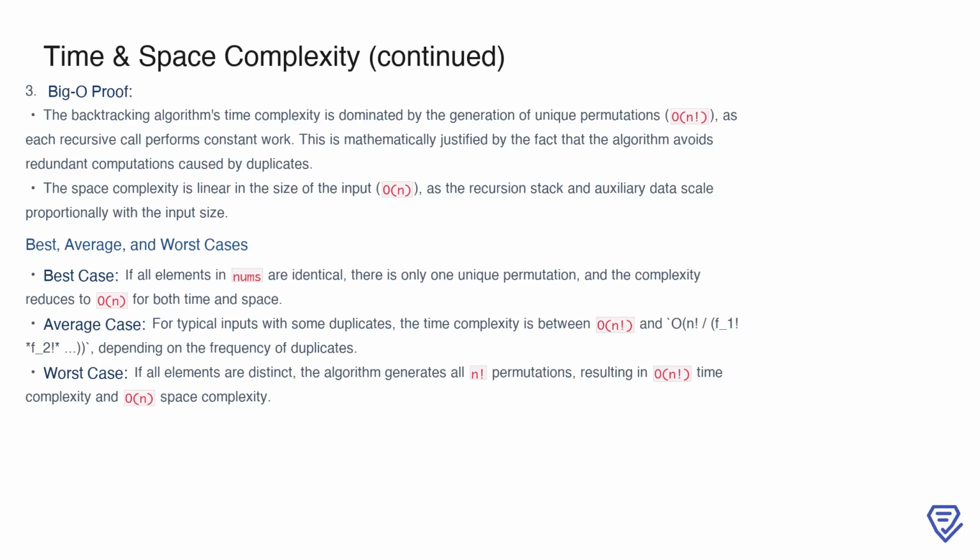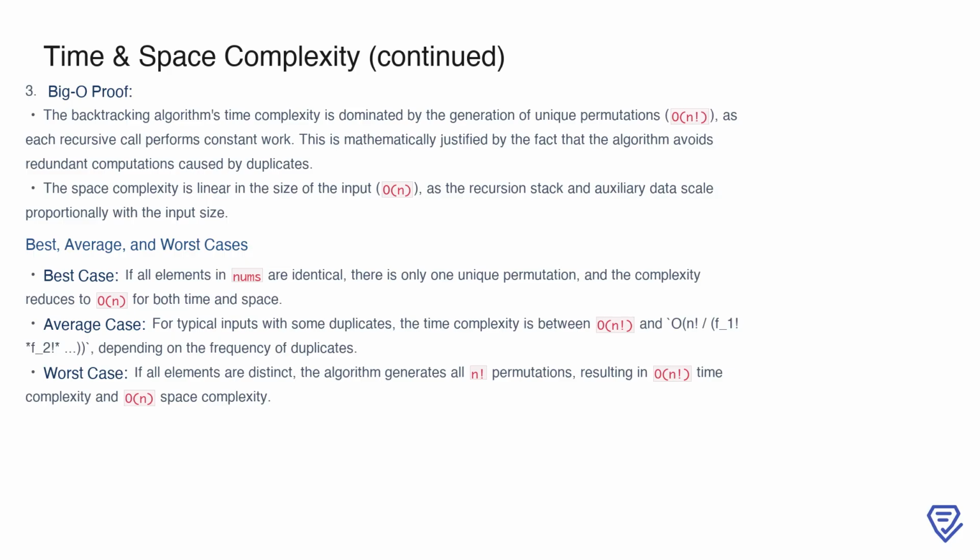The time complexity of the backtracking algorithm is dominated by the generation of unique permutations, which is O(n!). This holds true because each recursive call performs constant work, and the pruning mechanism avoids redundant computations caused by duplicates. On the space side, the complexity is linear, or O(n), due to the recursion stack and auxiliary data that grow proportionally with the input size.